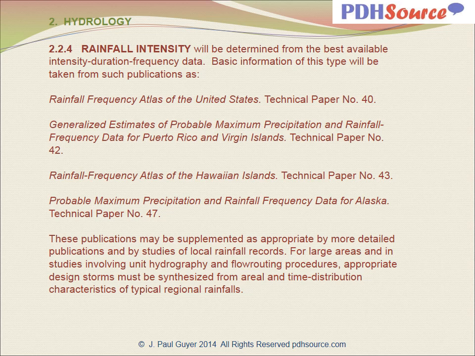Rainfall intensity is determined from the best available intensity, duration, frequency data, which is available in different locations in the professional library, and these publications may be supplemented as appropriate by more detailed information that may become available. For large areas and in studies involving unit hydrography and flow routing procedures, appropriate design storms must be synthesized from area and time distribution characteristics of typical regional rainfalls.